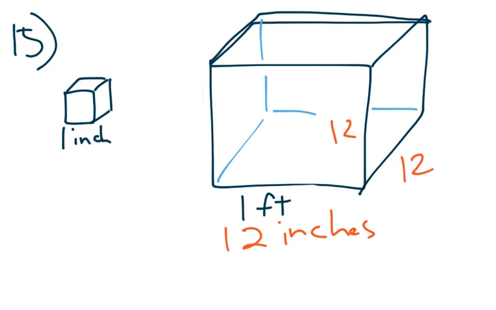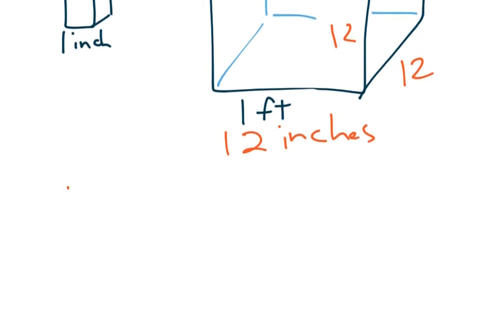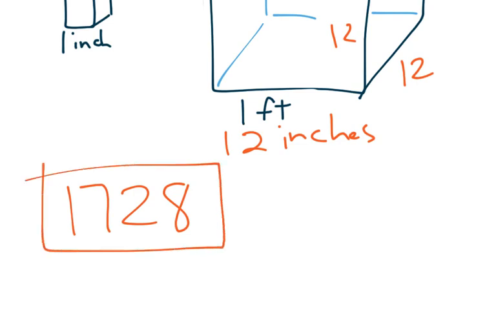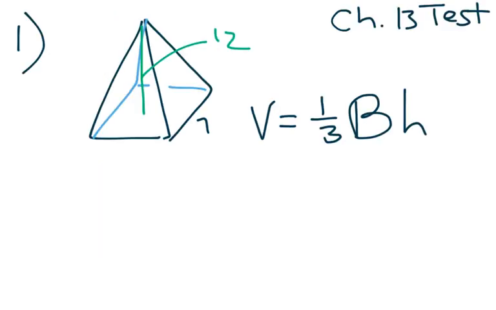And that is 1,728. So 1,728 of the 1-inch cubes will fit inside this bigger 1-foot cube. So that is the answer for number 15.